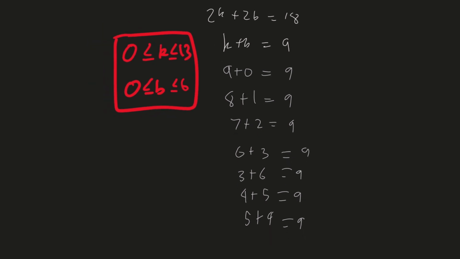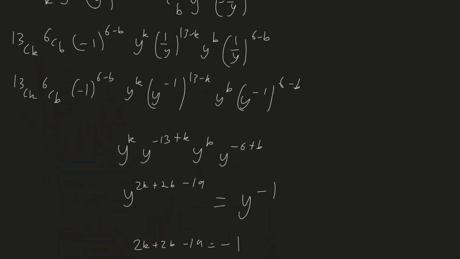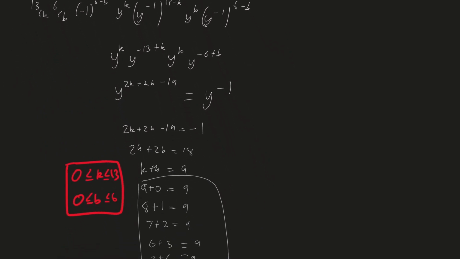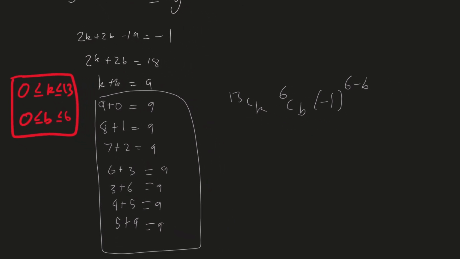Yep, right. So now we are going to take these combinations and sub the values of k, which is the left side, and the values of b, which is the right side, back into this equation here. So I'm going to copy this equation: 13 choose k times 6 choose b times minus 1 to the power of 6 minus b. This is the coefficient of y to the minus 1, and we are just going to be subbing these values back into this equation, and I'll show you what we do next.